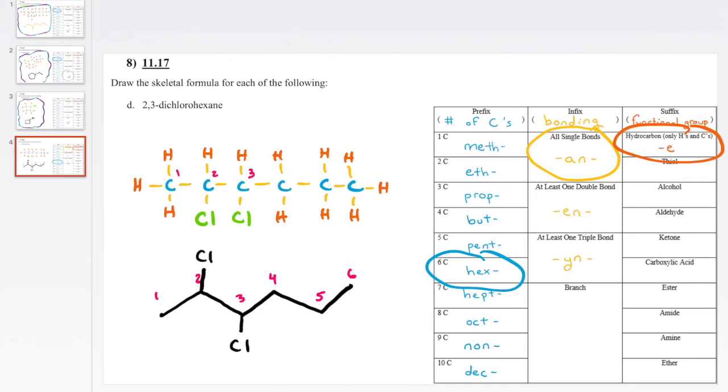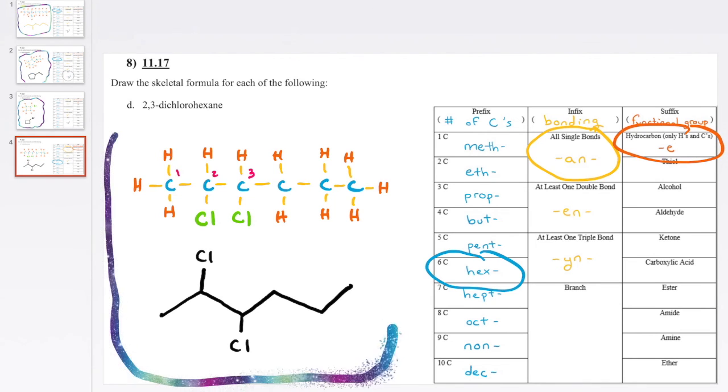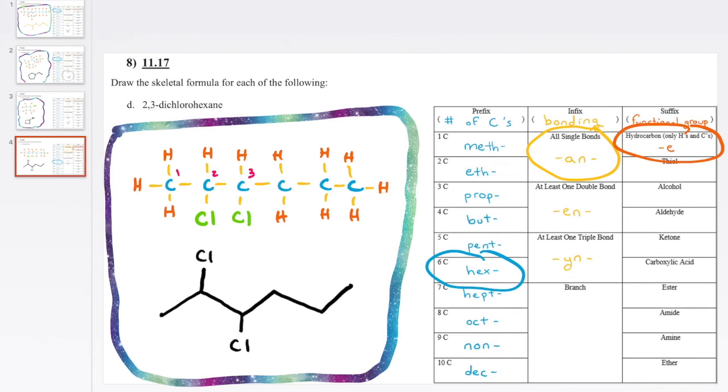And when you're drawing branches coming off of these skeletal structures, the branches usually go in the same way that the point is going. So notice this point here is kind of going up, and so the chlorine is pointing up. On carbon 3, the point is sort of going down, and so the chlorine is pointing down. That's not a hard and fast rule, but it's a rule of thumb. And so these are both ways of drawing 2,3-dichlorohexane.